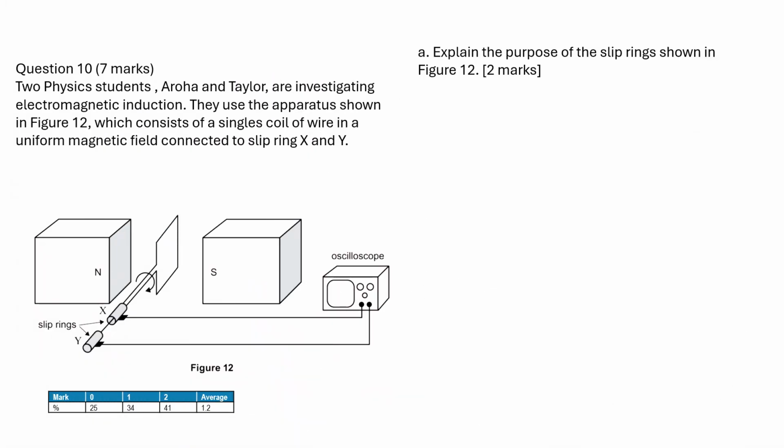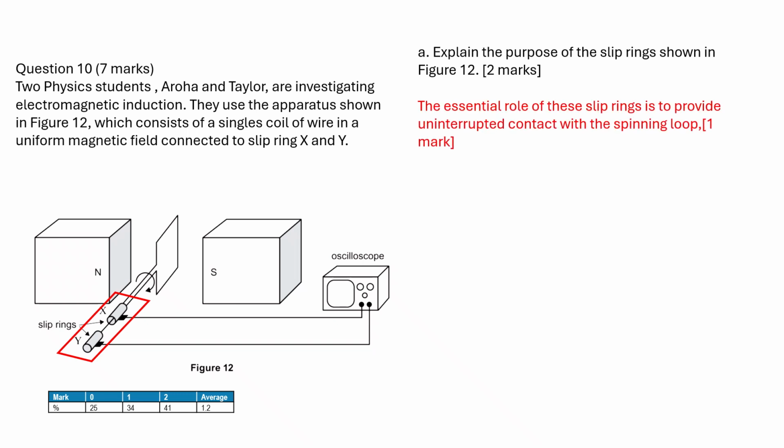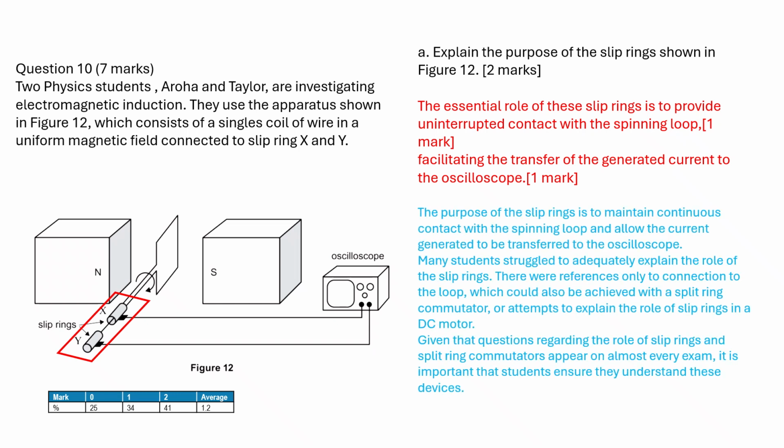The apparatus uses a single coil of wire in a uniform magnetic field, linked to slip rings X and Y. The essential role of these slip rings is to provide uninterrupted contact with the spinning loop, facilitating the transfer of the generated current to the oscilloscope.